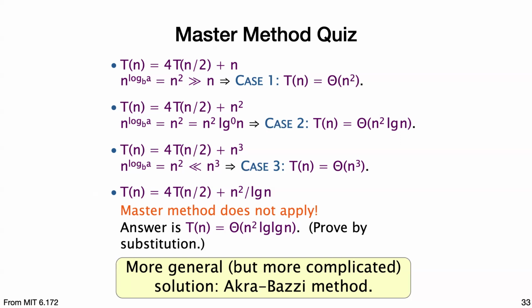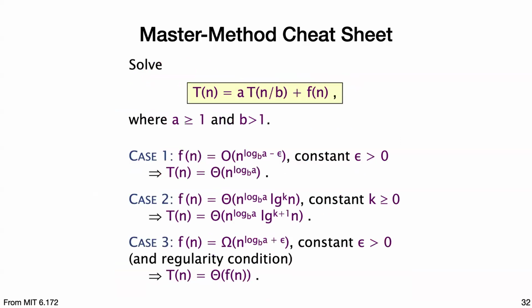So if we go back to case 2, we were comparing f of n with n to the log base b of a times log to the k of n. And here f of n was n squared, and n to the log base b of a was also n squared, with the log factor being 1 because k was 0. So then we just put k plus 1 in there.